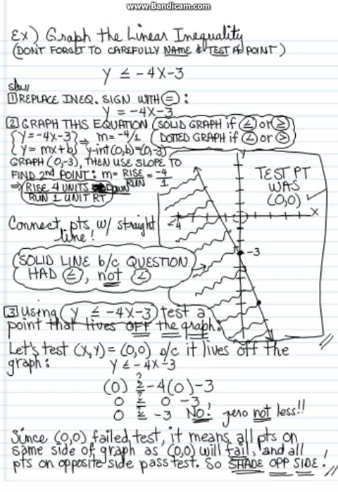Now, I was told to carefully name and test a point. So I named it by writing it really big right there in the box. The test point was 0, 0. And I showed all of my work, how I tested it by plugging x equals 0 and y equals 0 back into the original inequality and checking by simplifying each side separately and then seeing if the resulting statement was true. It was not true. It failed, so I shaded the opposite side.